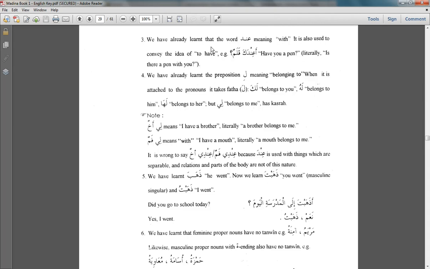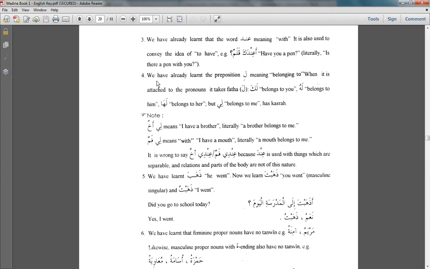We have already learned that the word inda, meaning with, is also used to convey the idea of to have. For example, a'indaka qalamun, have you a pen? Literally, is there a pen with you? Usually, as we'll mention in the next rule, there's a difference between inda and laka. Inda usually means things that can be separated from you, and laka are things which cannot be separated from you.